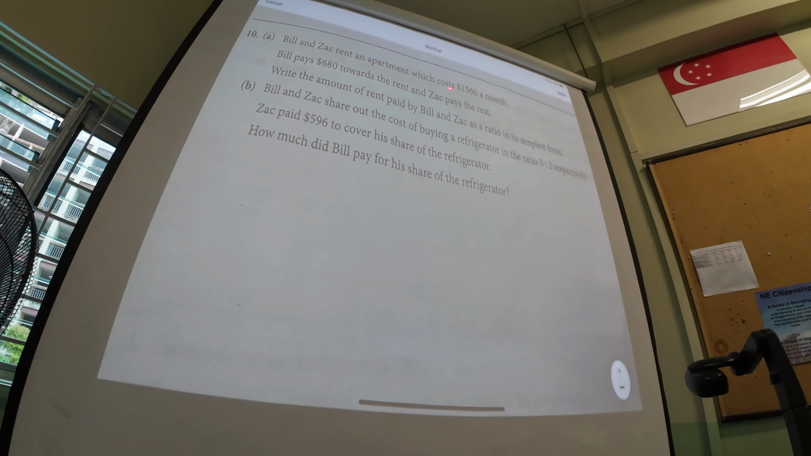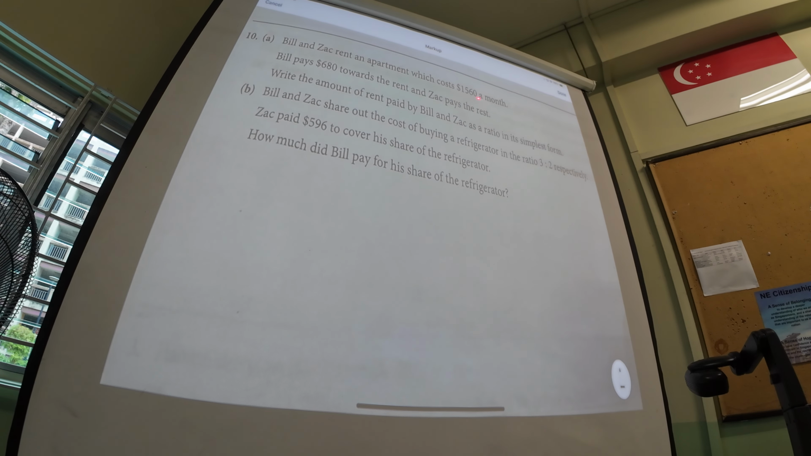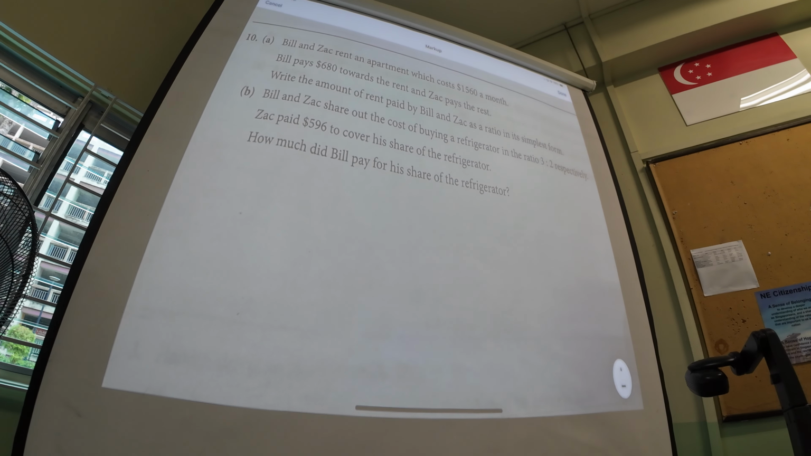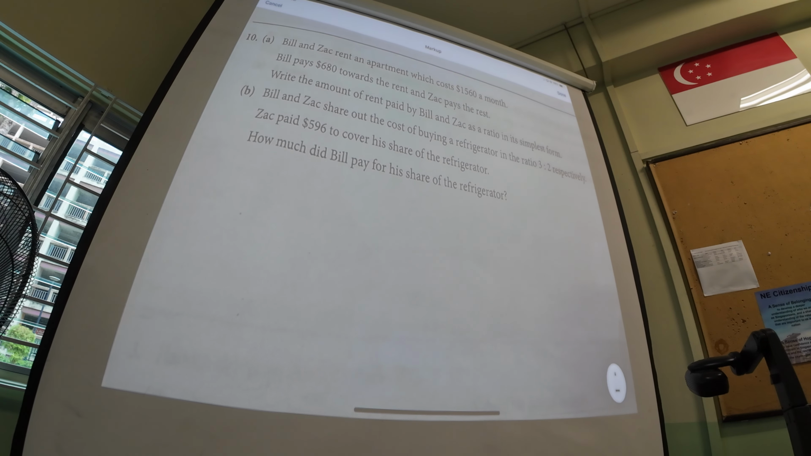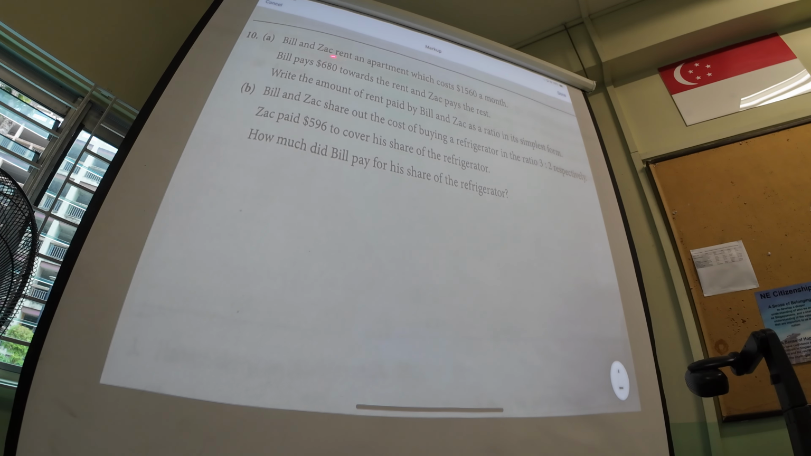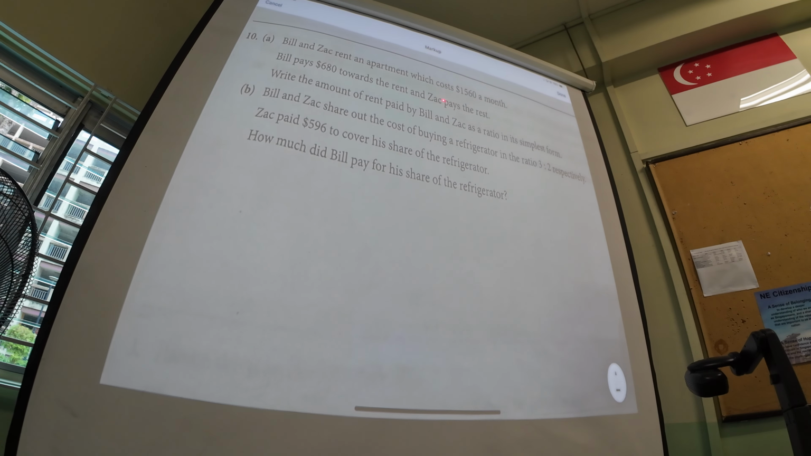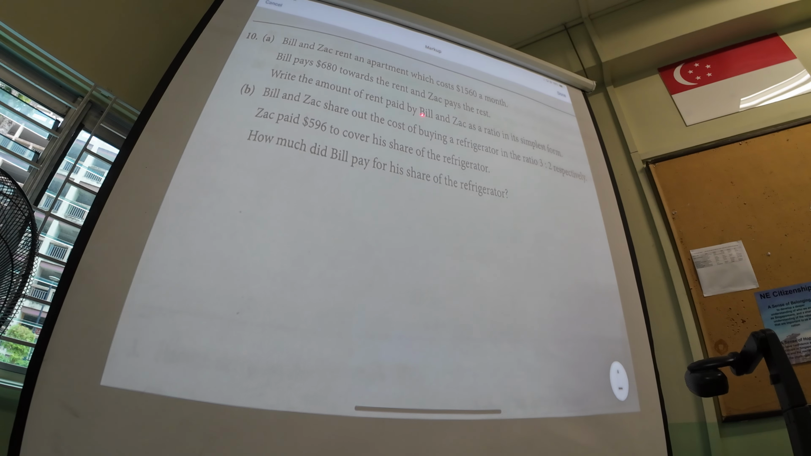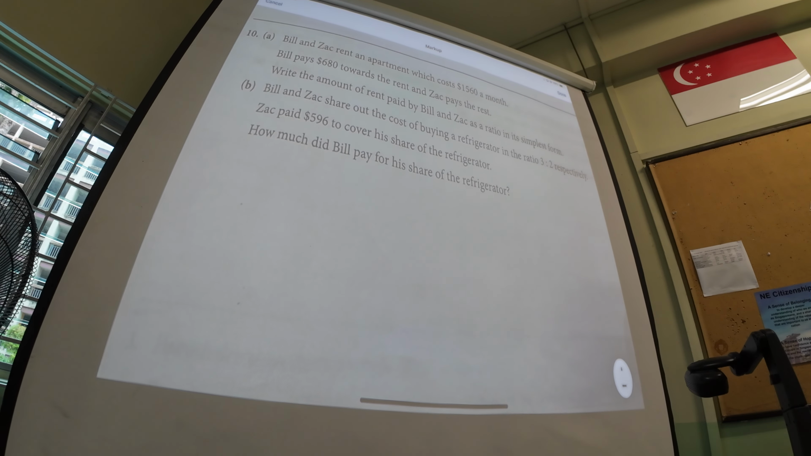Bill and Zach rent an apartment. The money to rent the apartment is 1560. Then they rent together, so they share the bill. One person pays 680, the other pay the rest. Then they want you to write the amount of rent paid by Bill and Zach as a ratio.